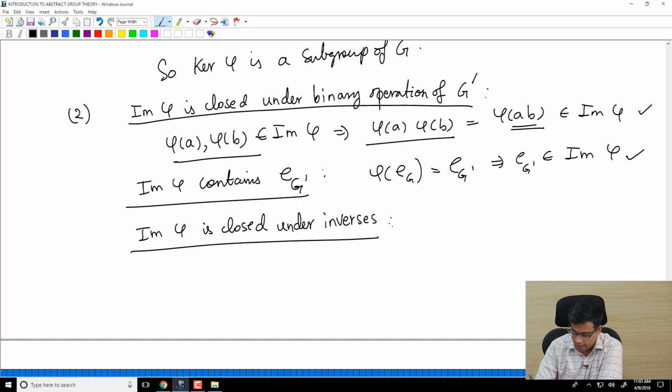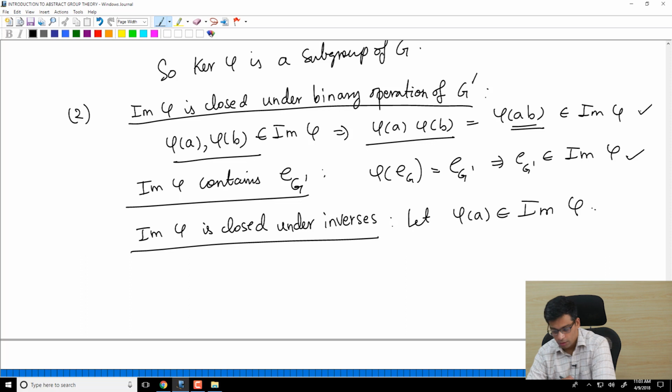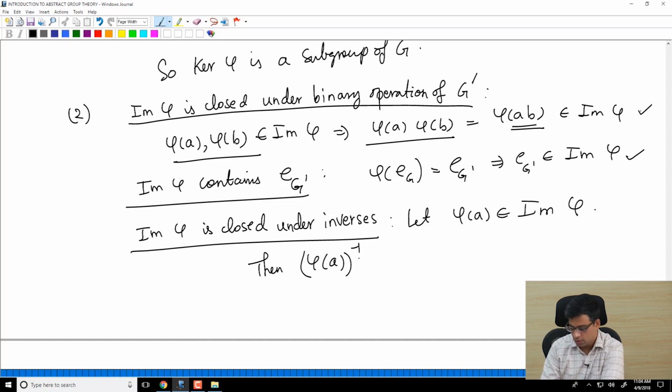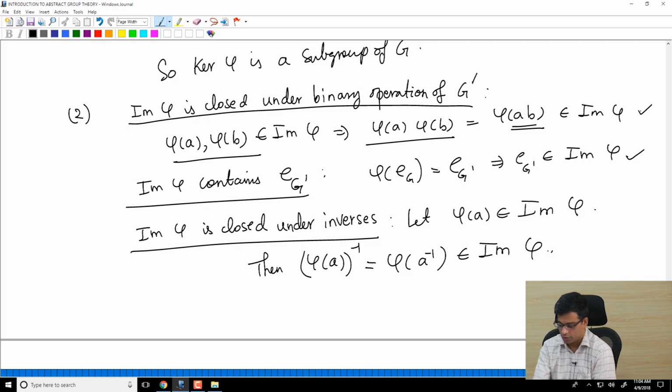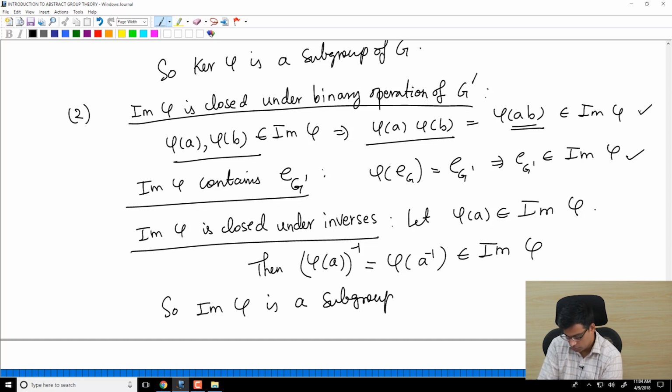This is also easy. Let's say phi of A belongs to image phi. Then what is phi of A whole inverse? By the previous proposition, this is the same as phi of A inverse. But phi of A inverse is by definition an element of the image because it is the image of A inverse. So image phi is a subgroup. This proves the proposition.